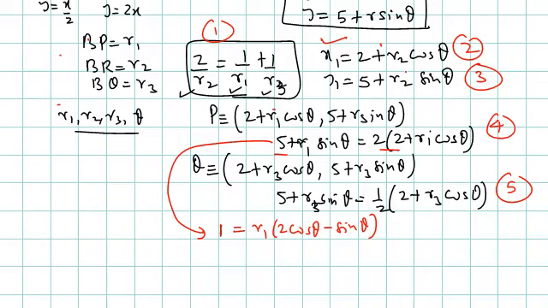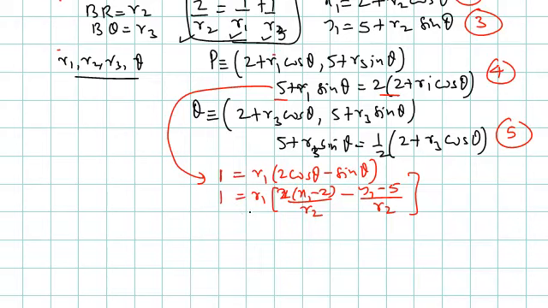So cos theta is x1 minus 2 by r2, and sin theta is y1 minus 5 by r2, right? This is sin theta, this is cos theta, equals 1. Now you can see we're getting something that we want. We get the ratio r2 by r1. The ratio r2 by r1 is 2x1 minus y1, this is minus 4, plus 5 plus 1, right?